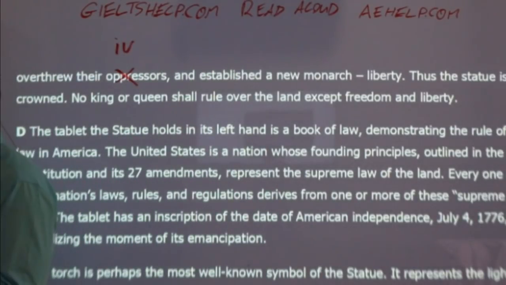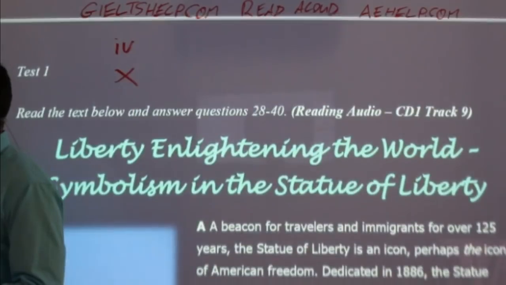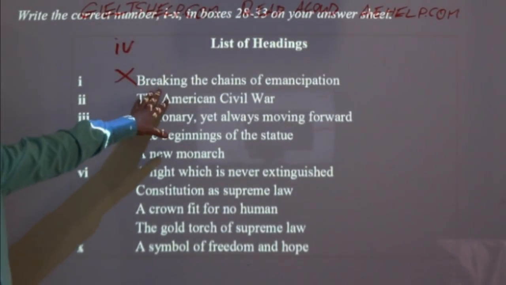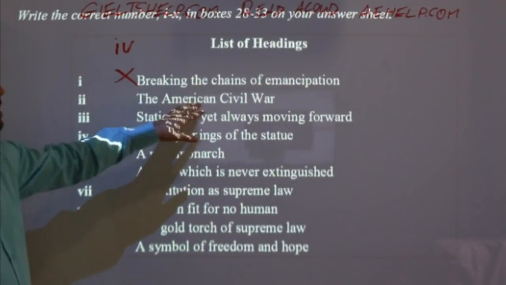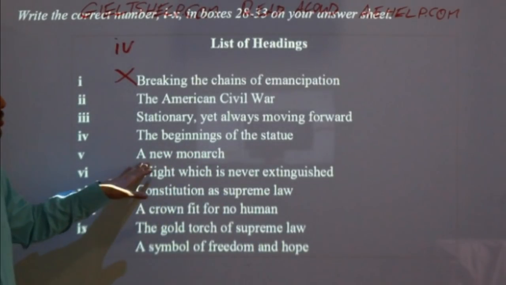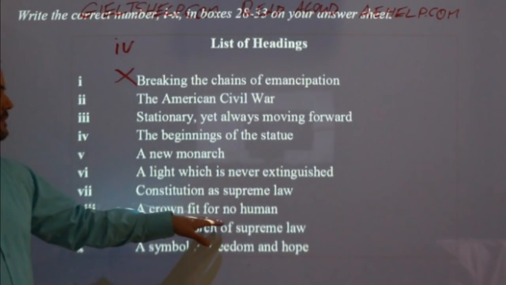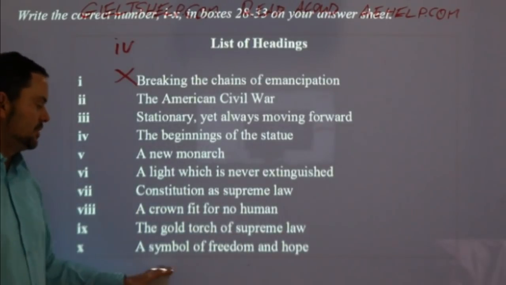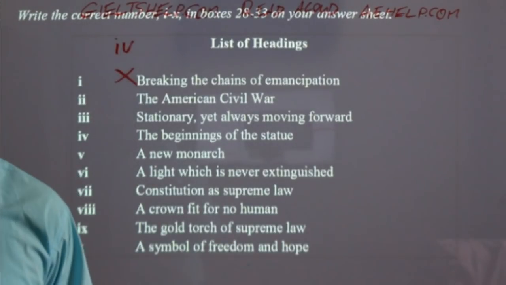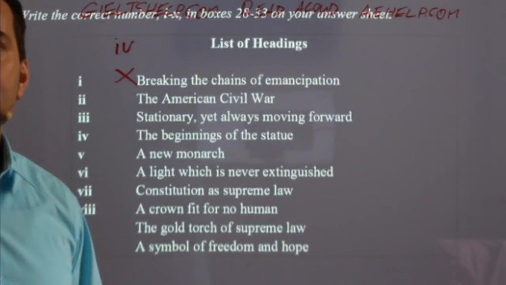Okay, so this is where you can check how well you are doing and how well you are using this strategy. So if I go to these, breaking the chains of emancipation, the American Civil War, stationary yet always moving forward, the beginnings of the statue, a new monarch, the light which is never extinguished, Constitution as supreme law, a crown fit for no human, the gold torch of supreme law, the symbol of freedom and hope. Which one do you think is the closest match? And Irakli, Turabelides, and Amandip, Zaina, Shanzeh all agree that that should be 5.